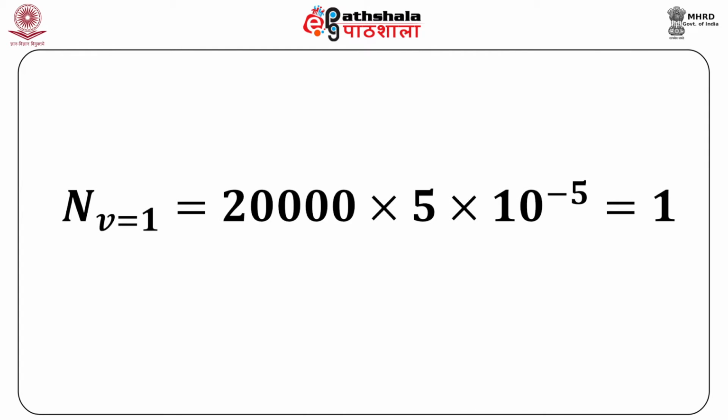And here the difference in population is not that high. If you have a system containing 20,000 molecules, then only about one molecule will be found in the excited states. Again we can say that very few molecules are present in the vibrational excited states.